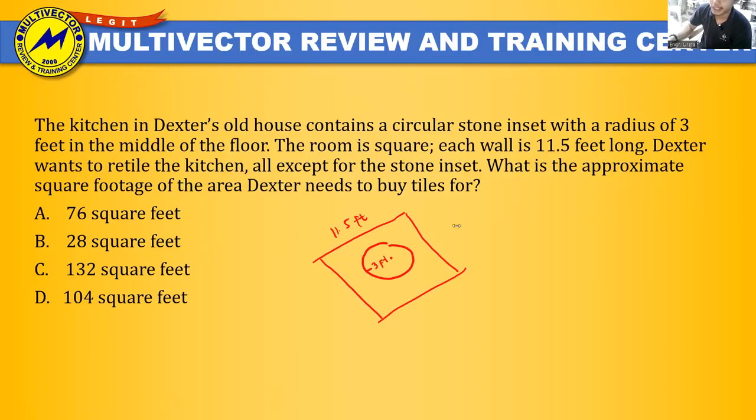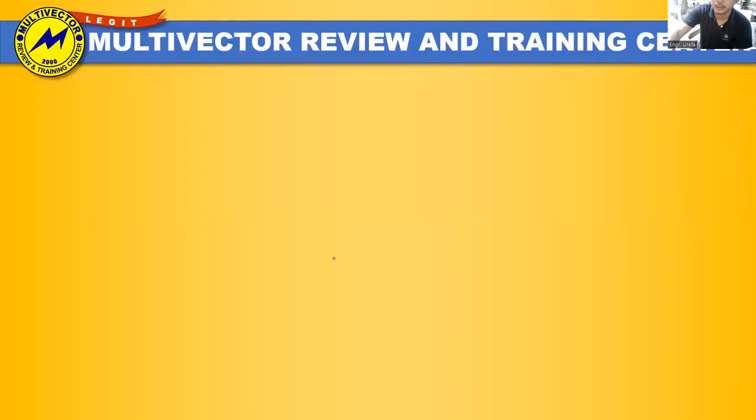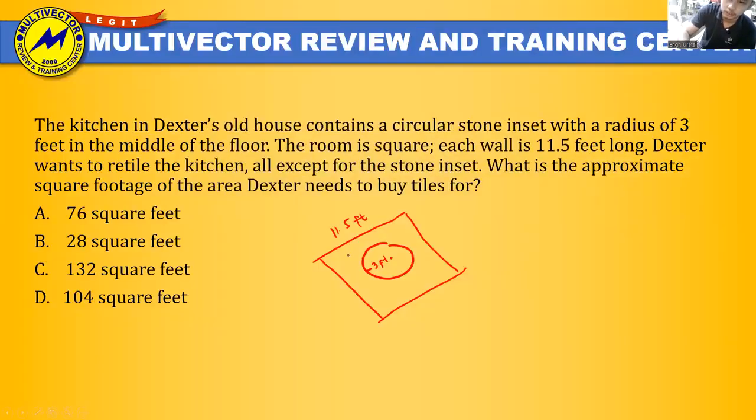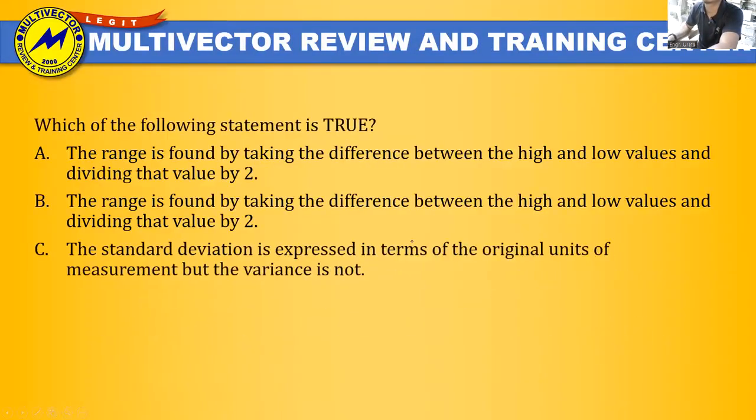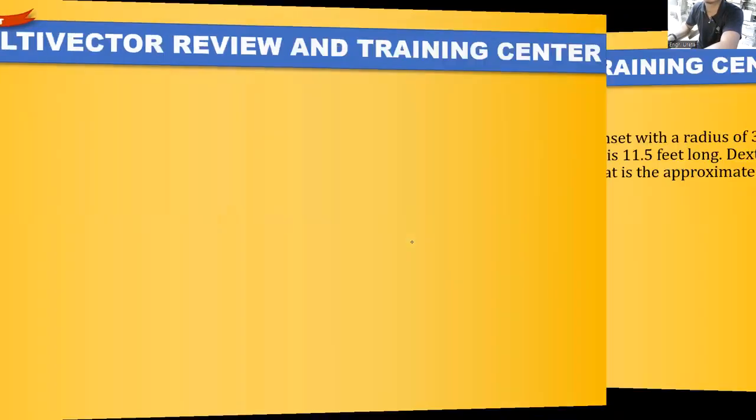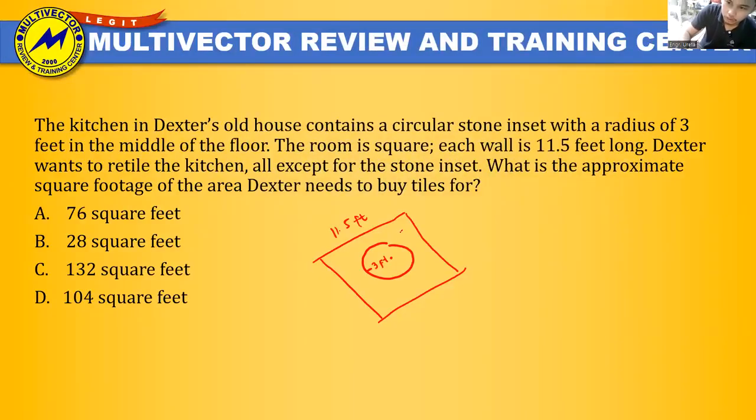Okay, so dito, kung mapapansin natin sa drawing natin, yung area na tinutukoy dito is actually yung area na to. Okay, ito yung area na yun. So as you can see, it is actually the difference in area lang, no? So area ng square minus area ng circle is actually yung area na kailangang i-tile ni Dexter, no?